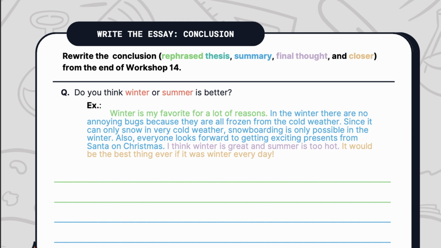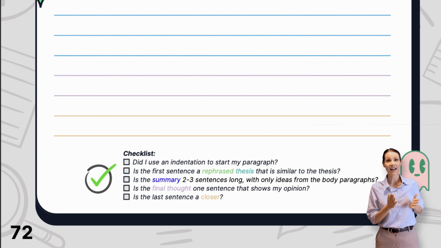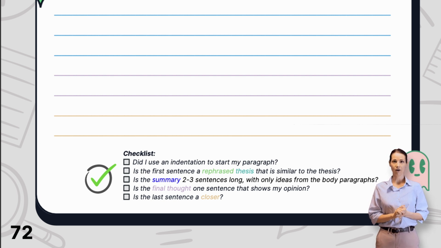Now, go to workshop 14 and rewrite your rephrased thesis, summary, final thought, and closer. You have finished writing your essay, but first, let's check the conclusion paragraph to make sure we did it correctly. Then we can move on. Ask yourself, did I use an indentation to start my paragraph?